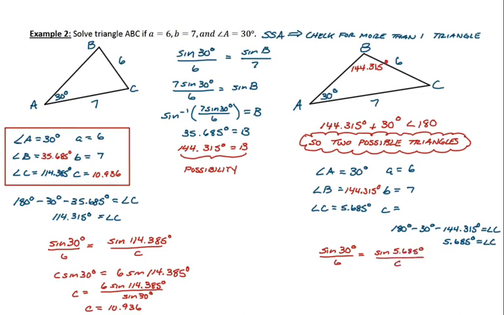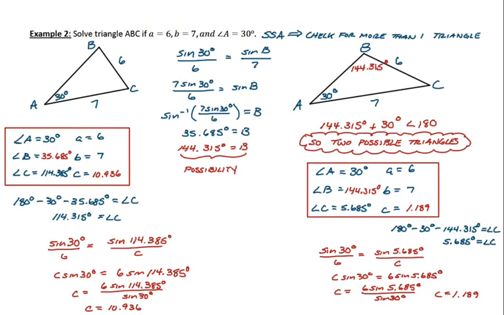So I'd have sine of 30 over 6 equals sine of 5.685 over C. Cross multiply or multiply both sides by 6C. I'd get C sine of 30 equals 6 sine of 5.685. Divide both sides by sine of 30. And what you should get for side C is something very small, 1.189. So in this problem, example 2, I had two triangles that both satisfied my original information, and that's why this is called the ambiguous case.